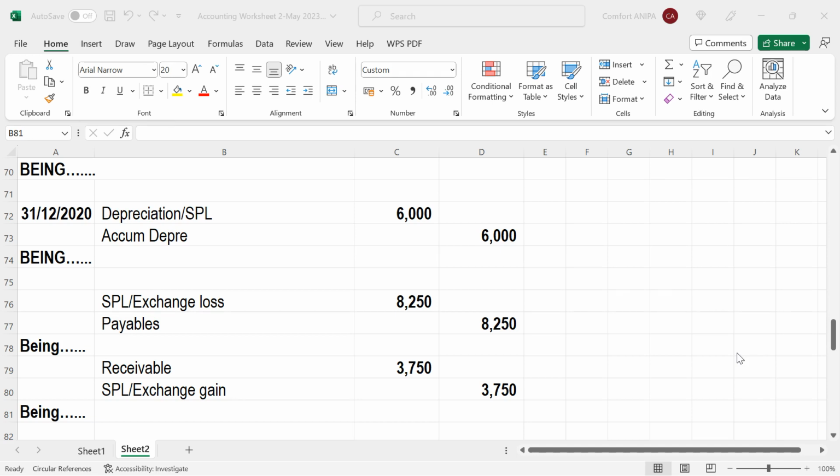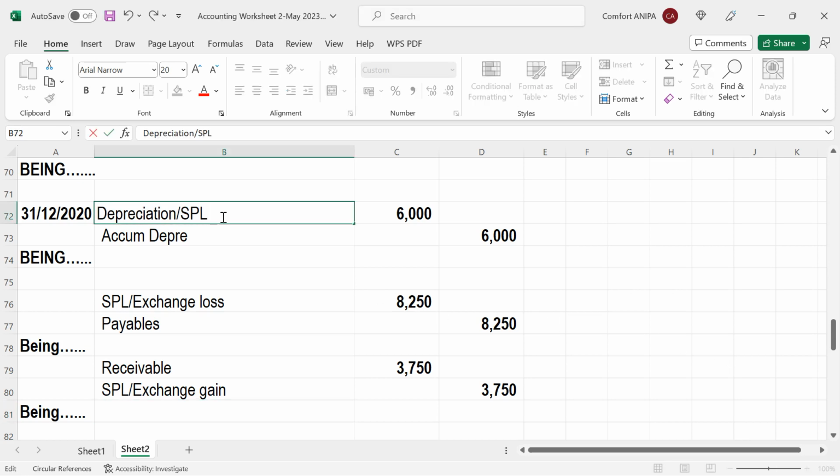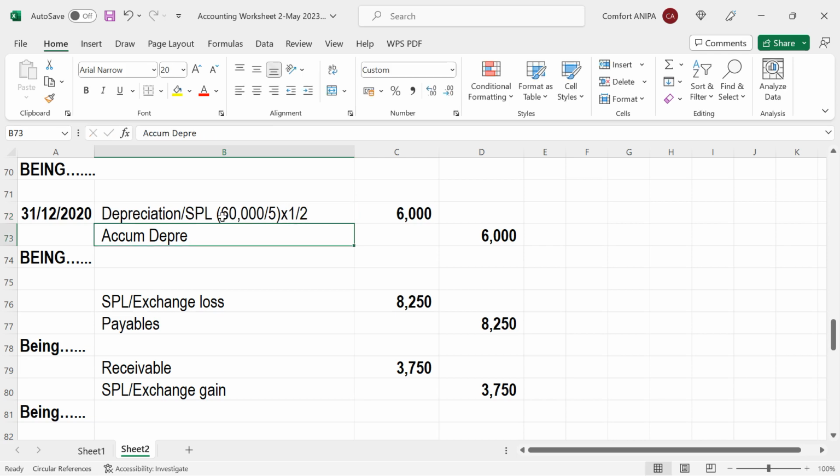In the question, we were told that the plant that was acquired is depreciated on a straight line method for 5 years. Take note that it was acquired 1st July, so we'll apportion the depreciation. You are dividing 60,000 by 5, which gives you 12,000, and then the half year, July to December, times 1/2, gives you 6,000. You debit profit or loss and credit accumulated depreciation or the PPE.